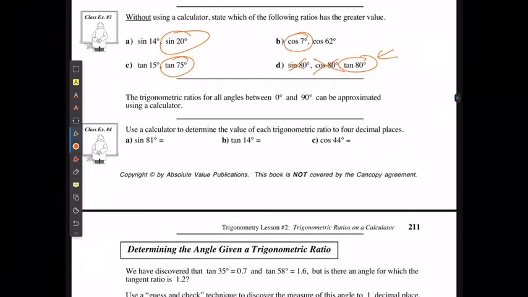All right, so if I'm going to use a calculator to determine the value of each ratio to 4 decimal places, well, I'm going to say sine of 81 is going to be 0.9877. Tan of 14 is going to be 0.2493. And cos of 44 is going to be 0.7193.